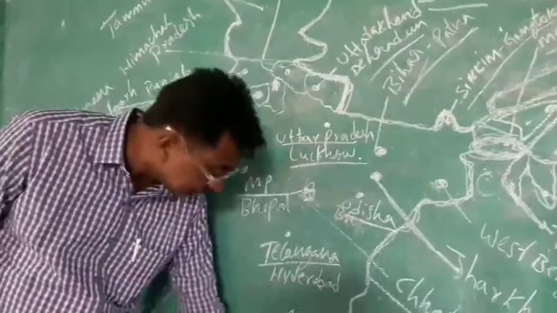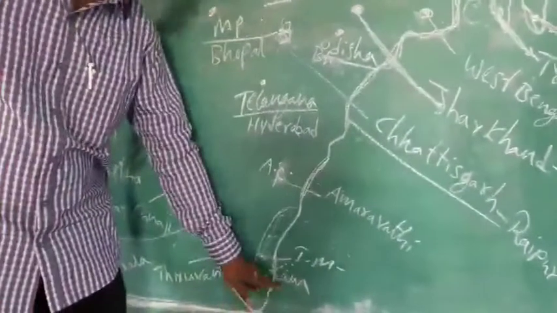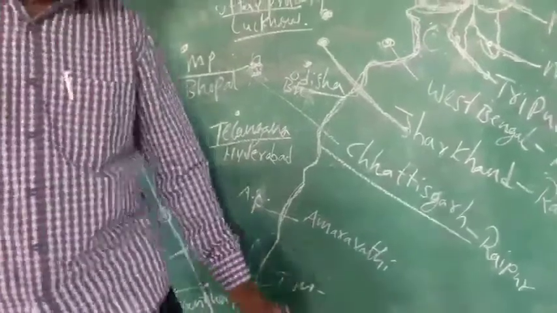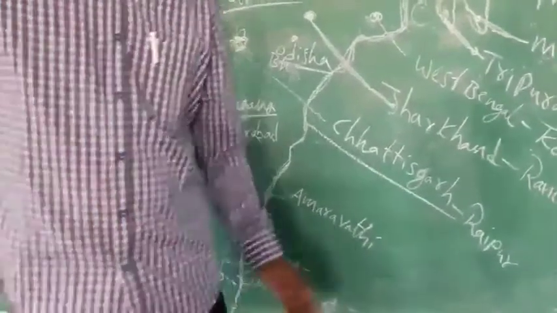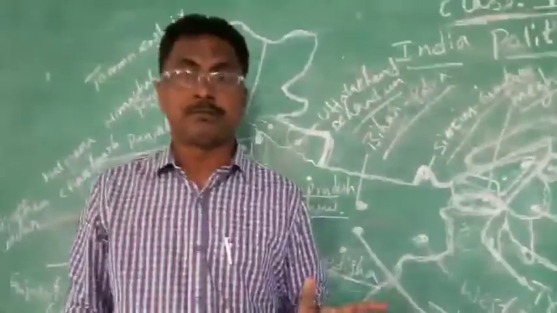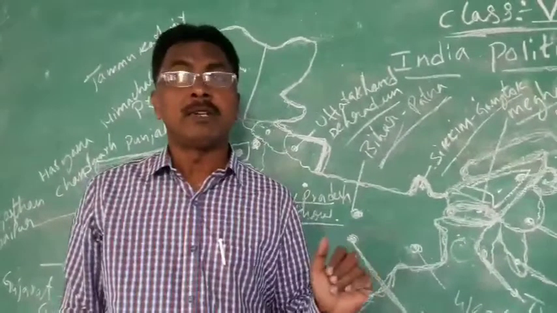You should remember this side foot, Tamil Nadu. You can recognize Chennai. And here Kerala, Thiruvananthapuram, and Andhra Pradesh, Amaravati, and here Telangana, Hyderabad. So now you have completed this one. Like that you should remember the map.